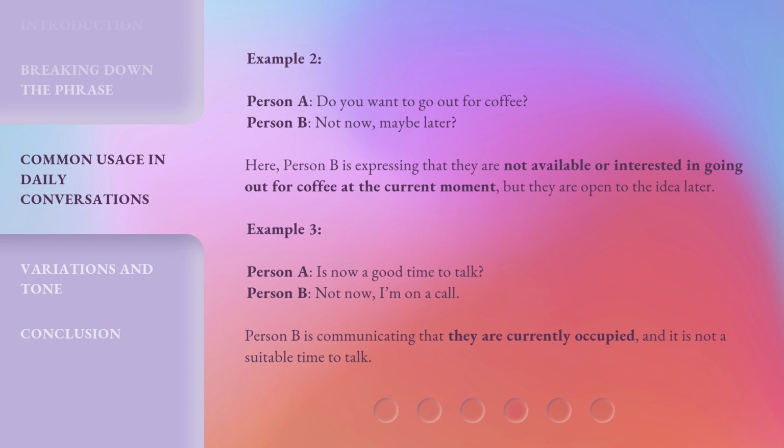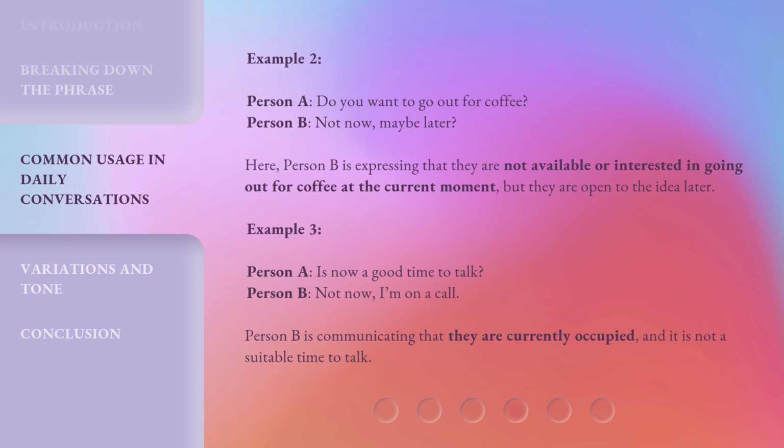Example 2. Person A: Do you want to go out for coffee? Person B: Not now, maybe later? Here, Person B is expressing that they are not available or interested in going out for coffee at the current moment, but they are open to the idea later.